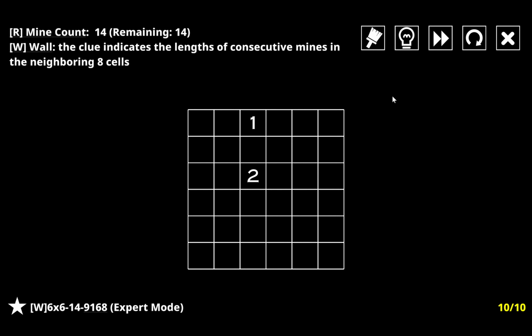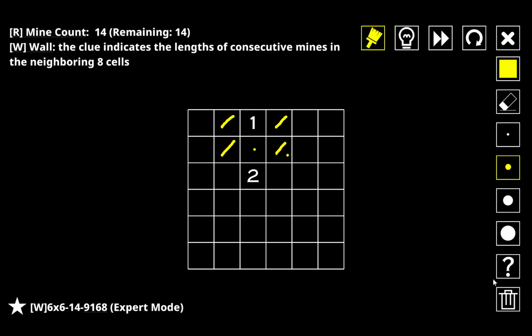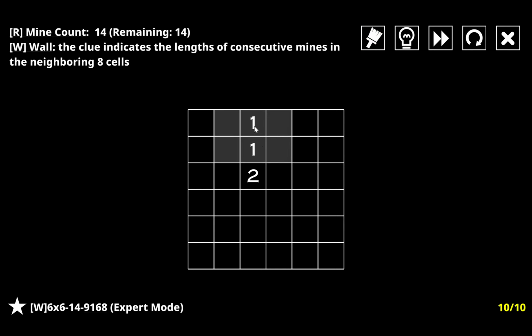Okay, so one thing that we can immediately notice is that if this one here is a mine, then we know that this clue is finished, right? But for this 2, that does not work, since we would need another mine here or here. So we can then say that this is not a mine.